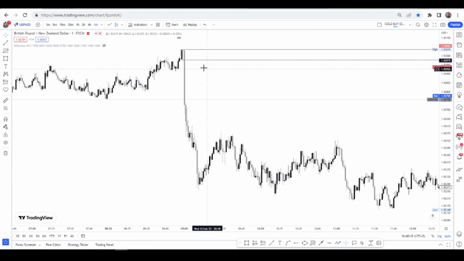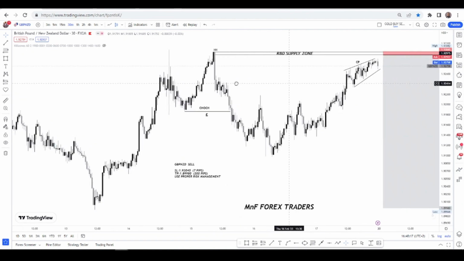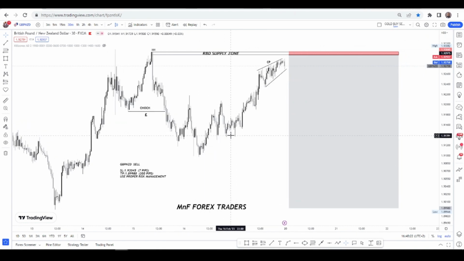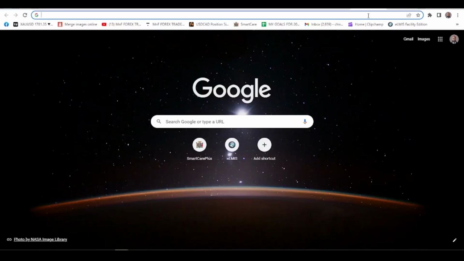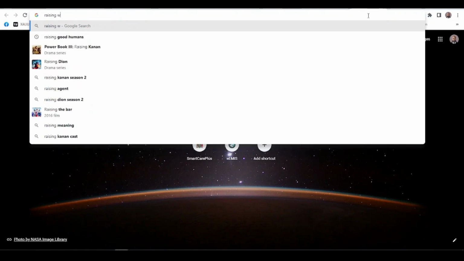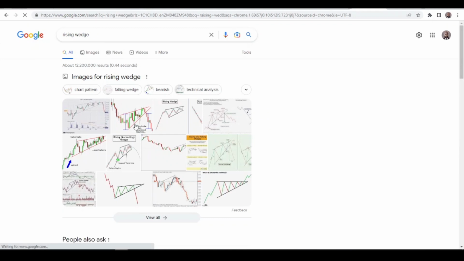So we have our order block right here. This is a rally base drop. We get the last candle right there. Now let's go back to the 30-minute time frame. We have our order block right there, so that's a rally base drop. And then we have a rising wedge. Are we all familiar with a rising wedge? Yes. Okay, so let's start. A rising wedge pattern. So this is how it looks.